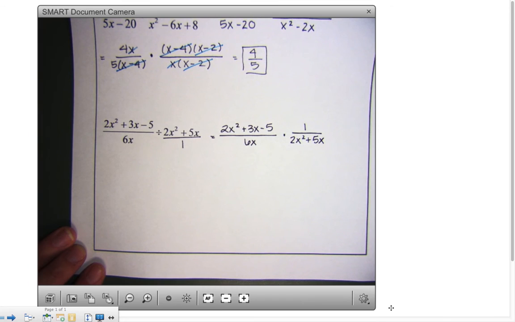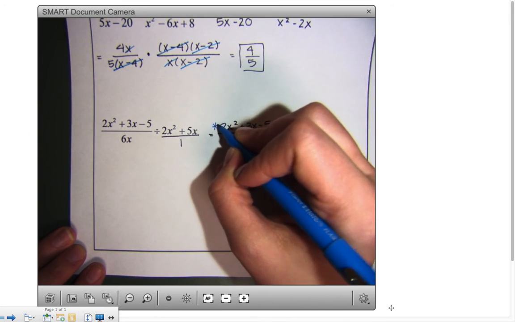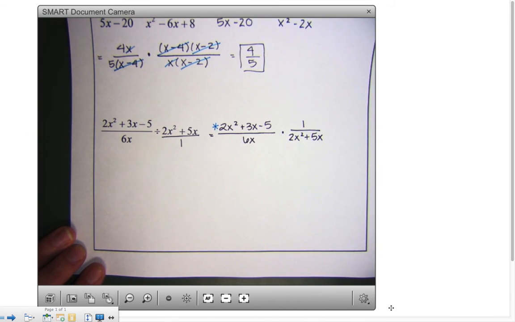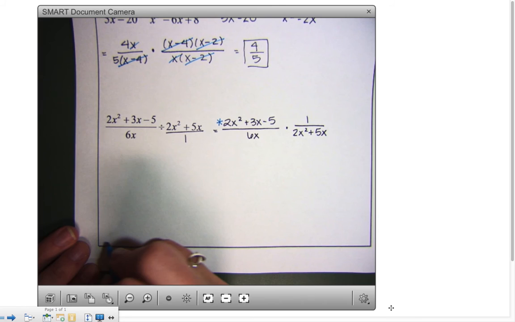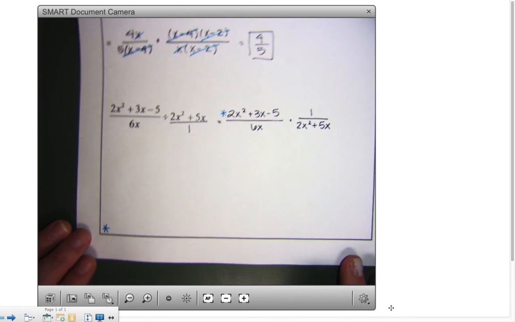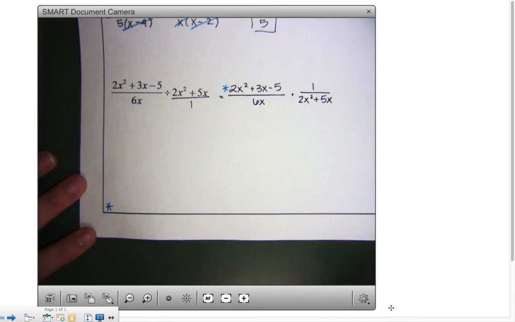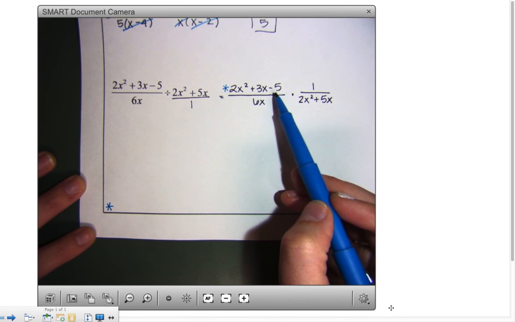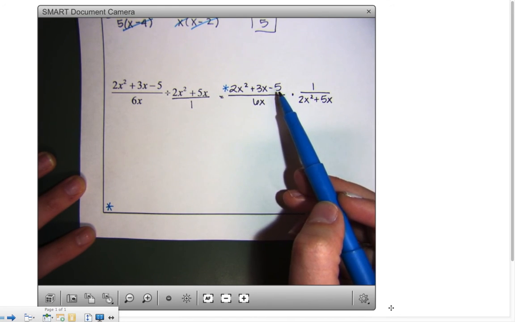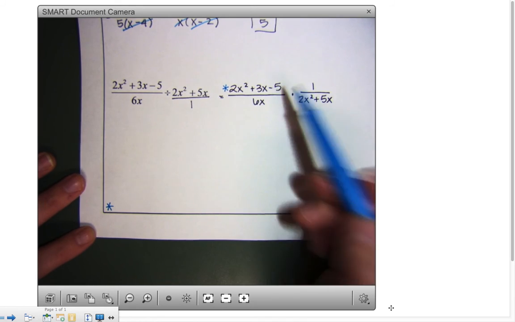Now, if you look at the first numerator, it's got a leading coefficient of 2. So I cannot do the quick way of factoring that I've been doing. I have to do AC method. So I'm going to just do my work down here at the bottom. A times C, 2 times negative 5 is negative 10. So factors of negative 10 that add to 3 are 5 and negative 2.